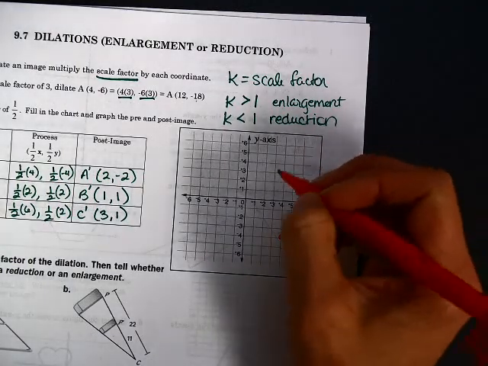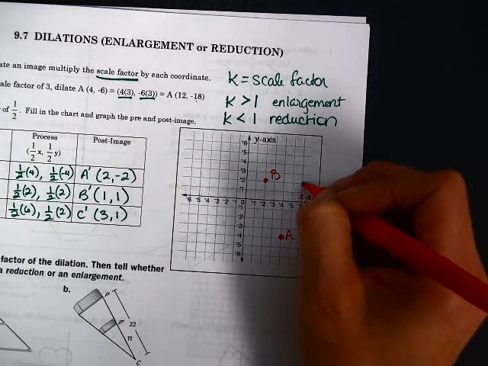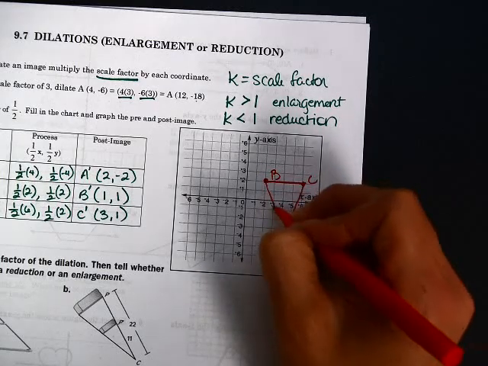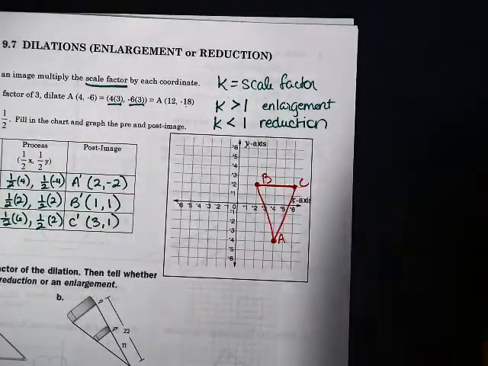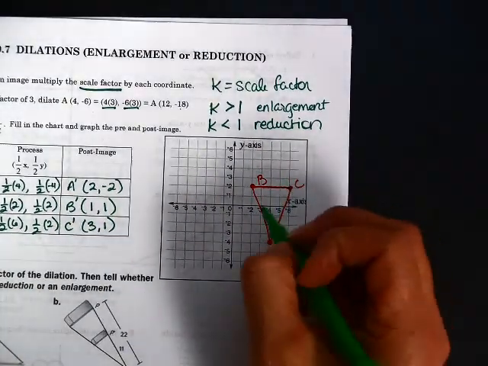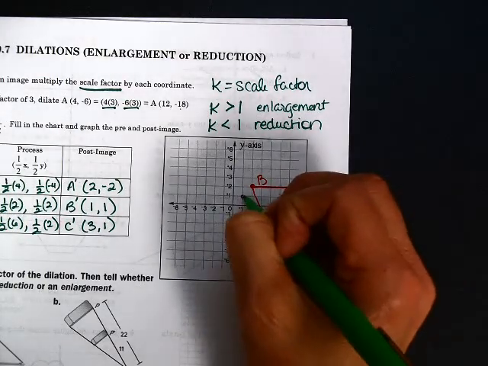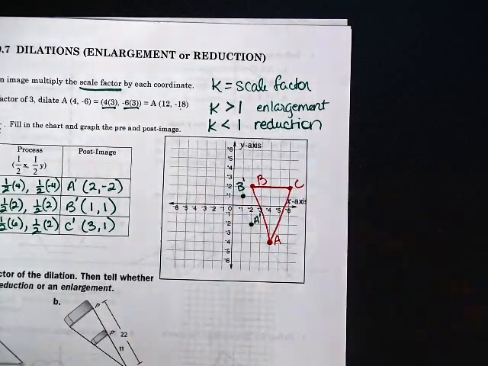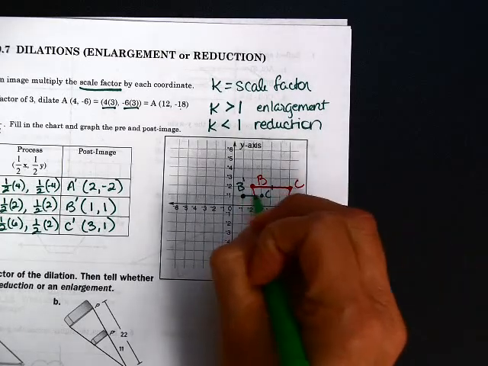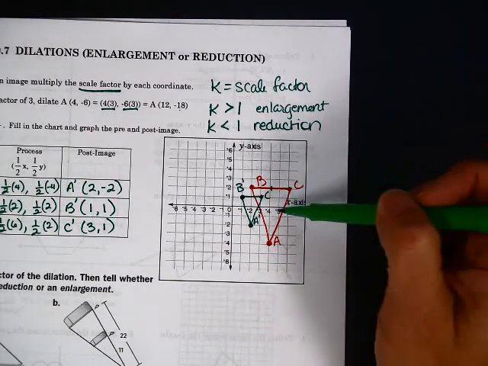And I'll do my pre-image in red. So we go to 4, -4, and that's A. 2, 2 is B. 6, 2 is C. And I'll connect my points like so. Okay, now I'll plot my A, B, and C prime. 2, -2 is A prime. 1, 1 is B prime. And 3, 1 is C prime.